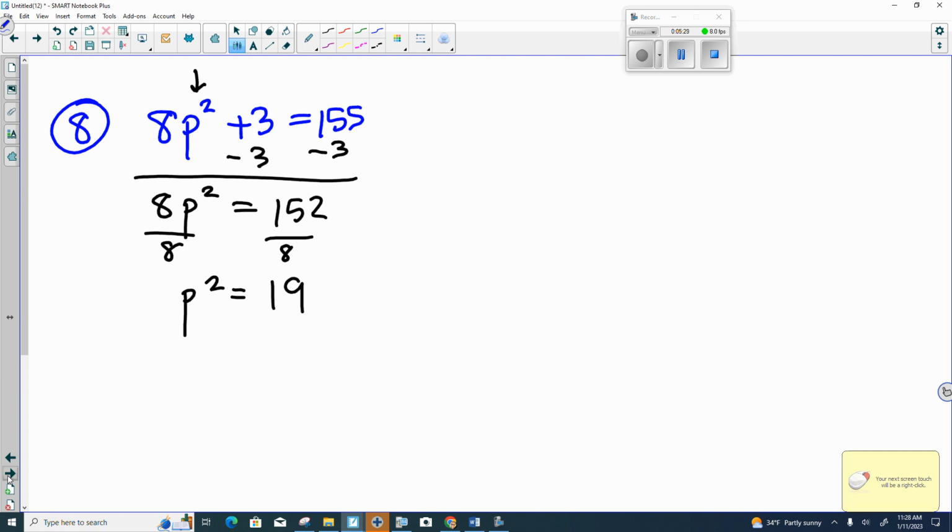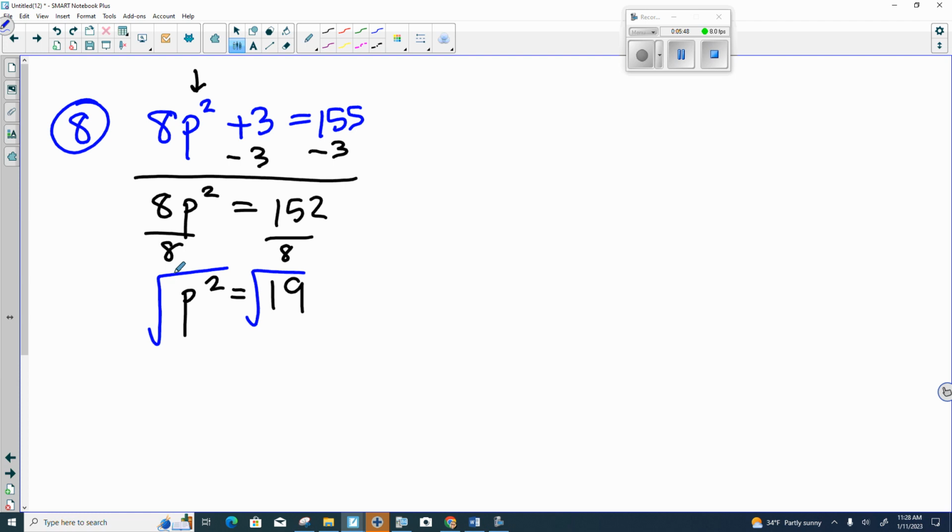David, third time's a charm. David, what's the opposite of squaring? I think it's called the check. The opposite of squaring is the square root.